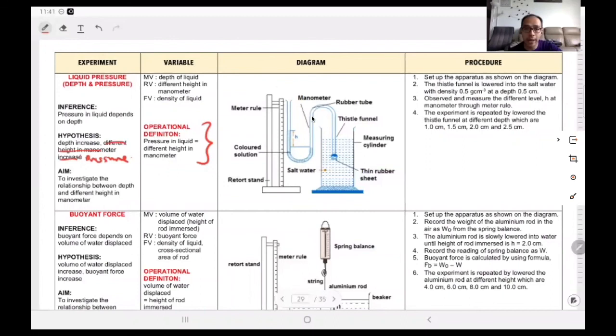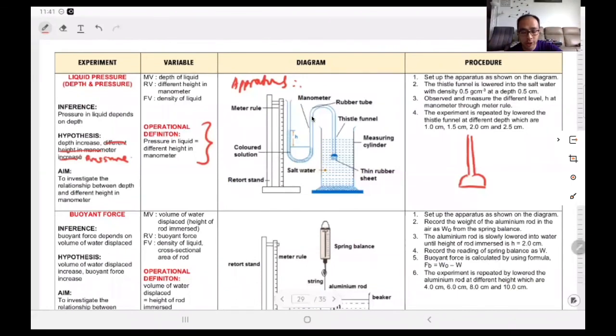So this is how the apparatus looks like now. This is how the apparatus is. Now, this is a thistle funnel. A thistle funnel is like a glass rod over here, and then there's a small bowl over here like this. And then what we do is we put a thin rubber sheet over here, usually a balloon. You cover the mouth of the bowl with a balloon.